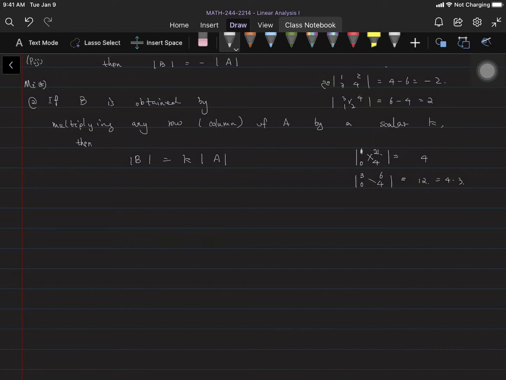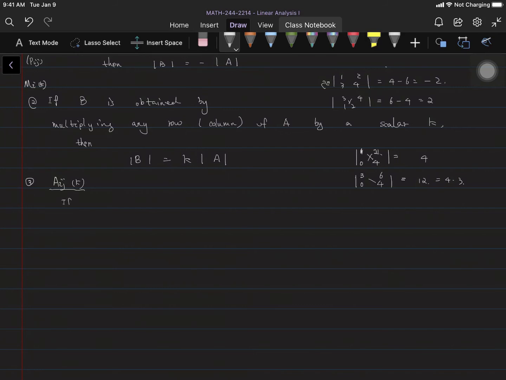Let's see the third property, and we use this pretty often. Do you still remember what's the meaning of this one? Elementary row operation. We multiply row I by a number K and add to row J, right? So in this case, the determinants of those two matrices are the same thing.